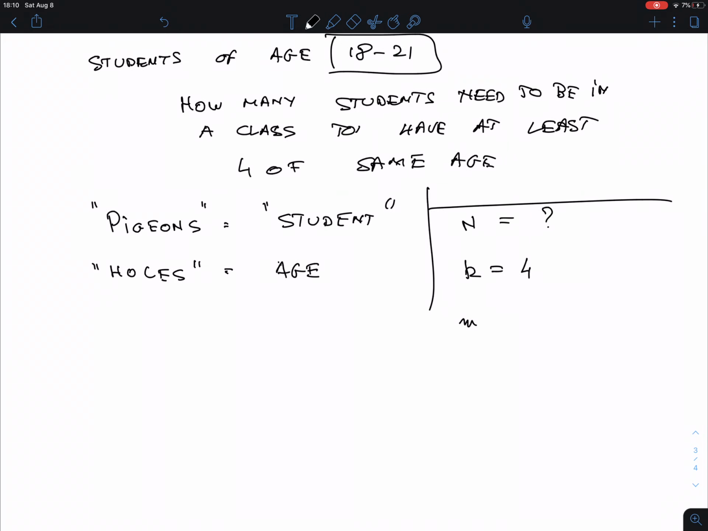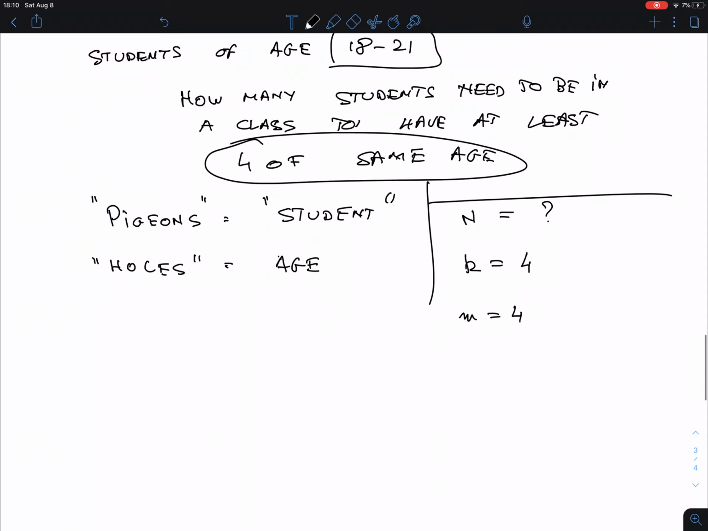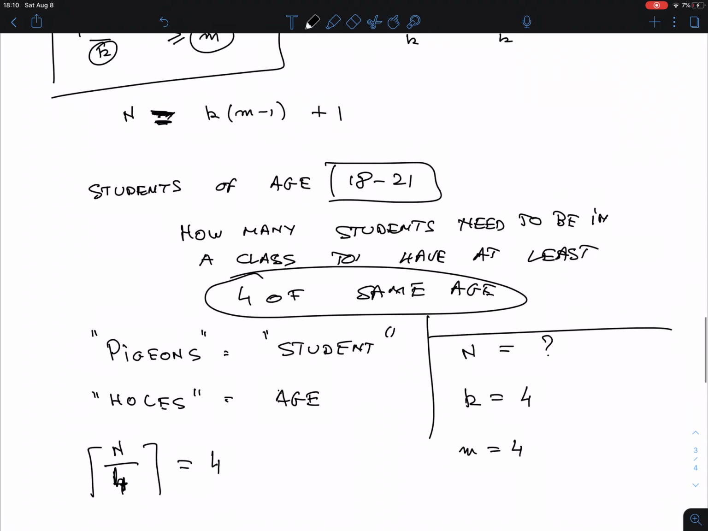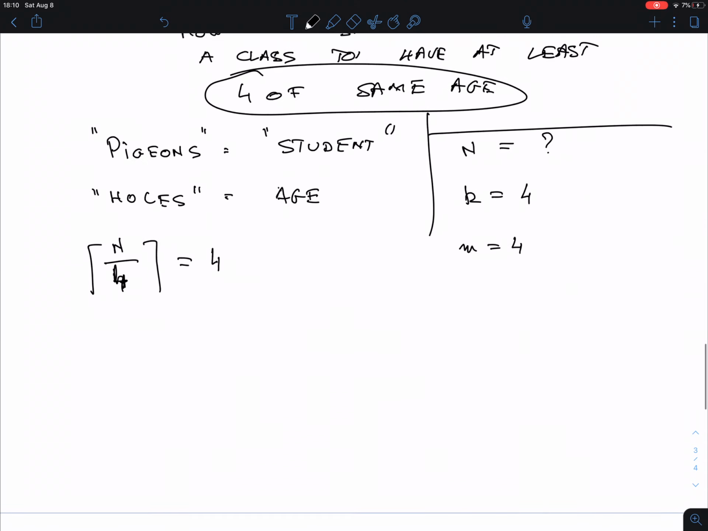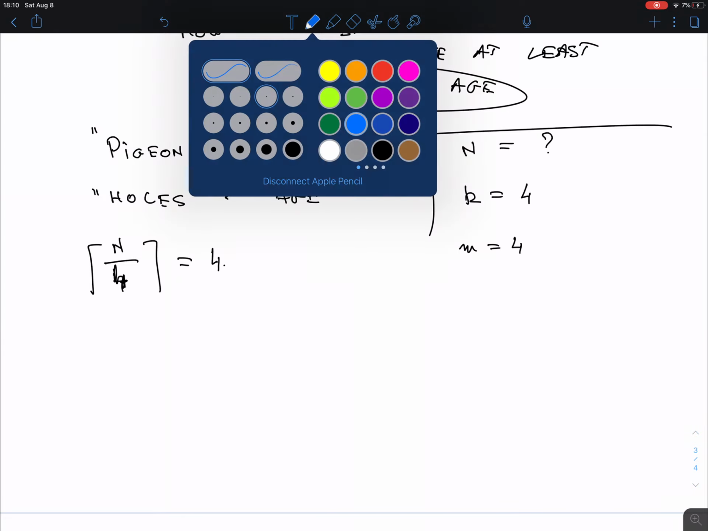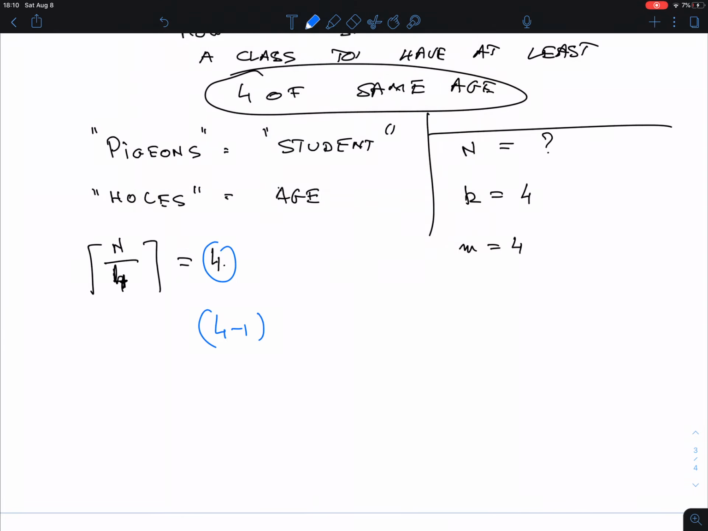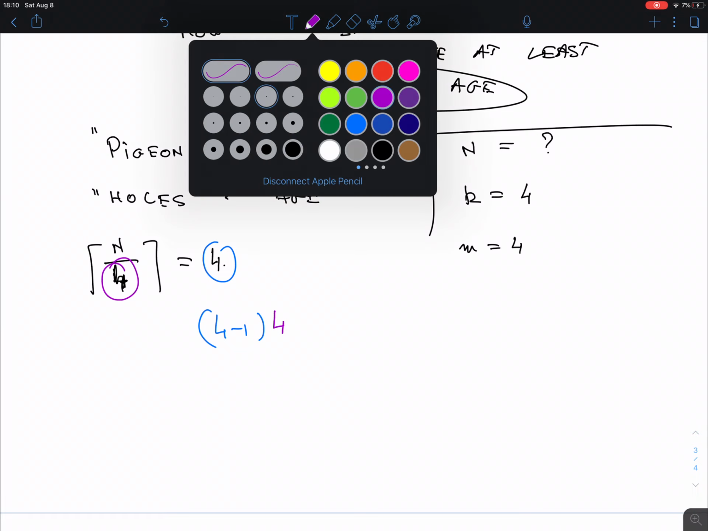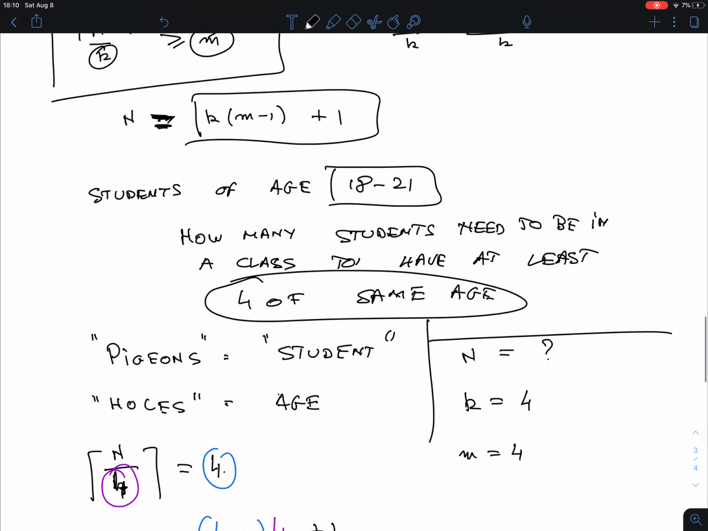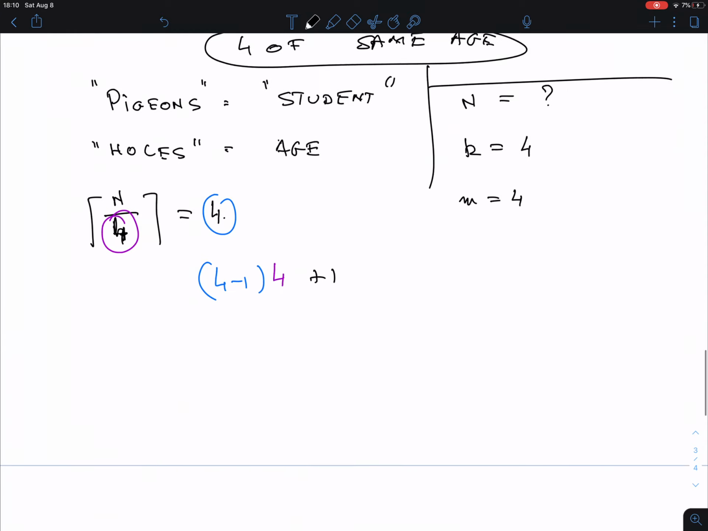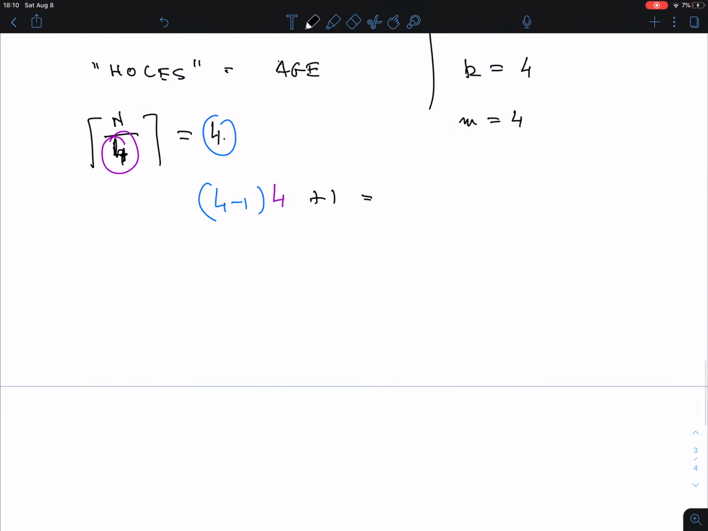What is m here? So m is at least how many we want. We want to have at least 4 of the same age. So m is 4. So we're solving n divided by k, which is n divided by 4, equal to 4. Now by the formula, we subtract one from this number, so 4 minus 1, multiply it with k, which is 4, and then add 1 to it. So 3 times 4, 12 plus 1 is 13. So at least 13 students I need.